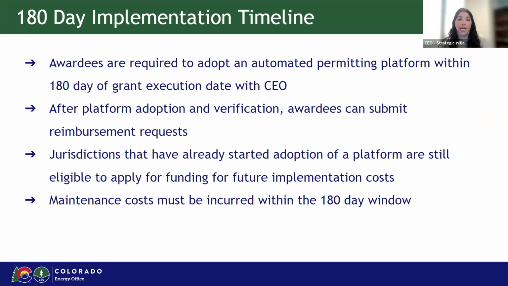So there is a 180-day implementation timeline required with this grant program. Essentially, the 180 days starts once you've signed the grant agreement with our office. From that point, you have about 180 days, or 6 months, to adopt the platform. Most of the time, implementation can be done in far less time than this, so there shouldn't be too much of an issue. And once the platform is adopted and we verify the adoption, you'll be able to submit all of your invoices and receipts for reimbursement.